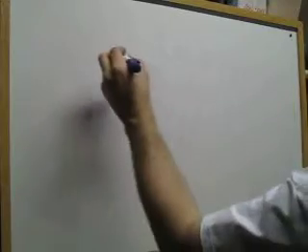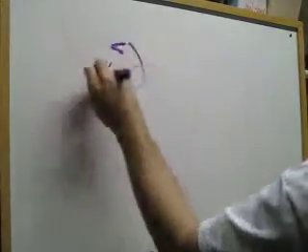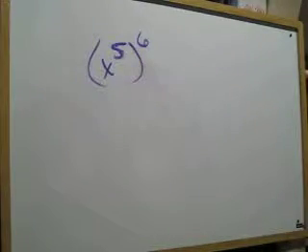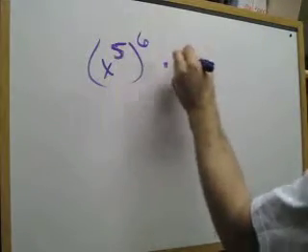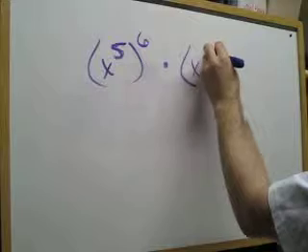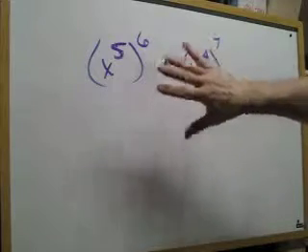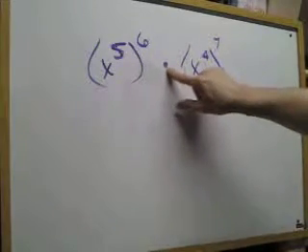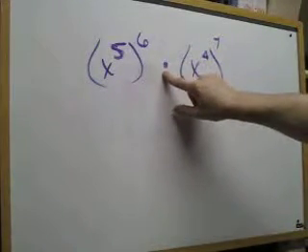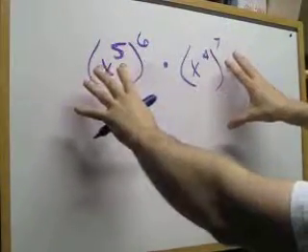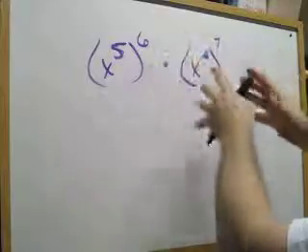Let's look at one like x to the 5th, and we're going to do that to the 6th power, and we're going to multiply that times x to the 4th, and we're going to put that to the 7th power. So before we do this, we've got a multiplication sign here, our times sign. We're going to simplify both sides of this first, then bring them together.